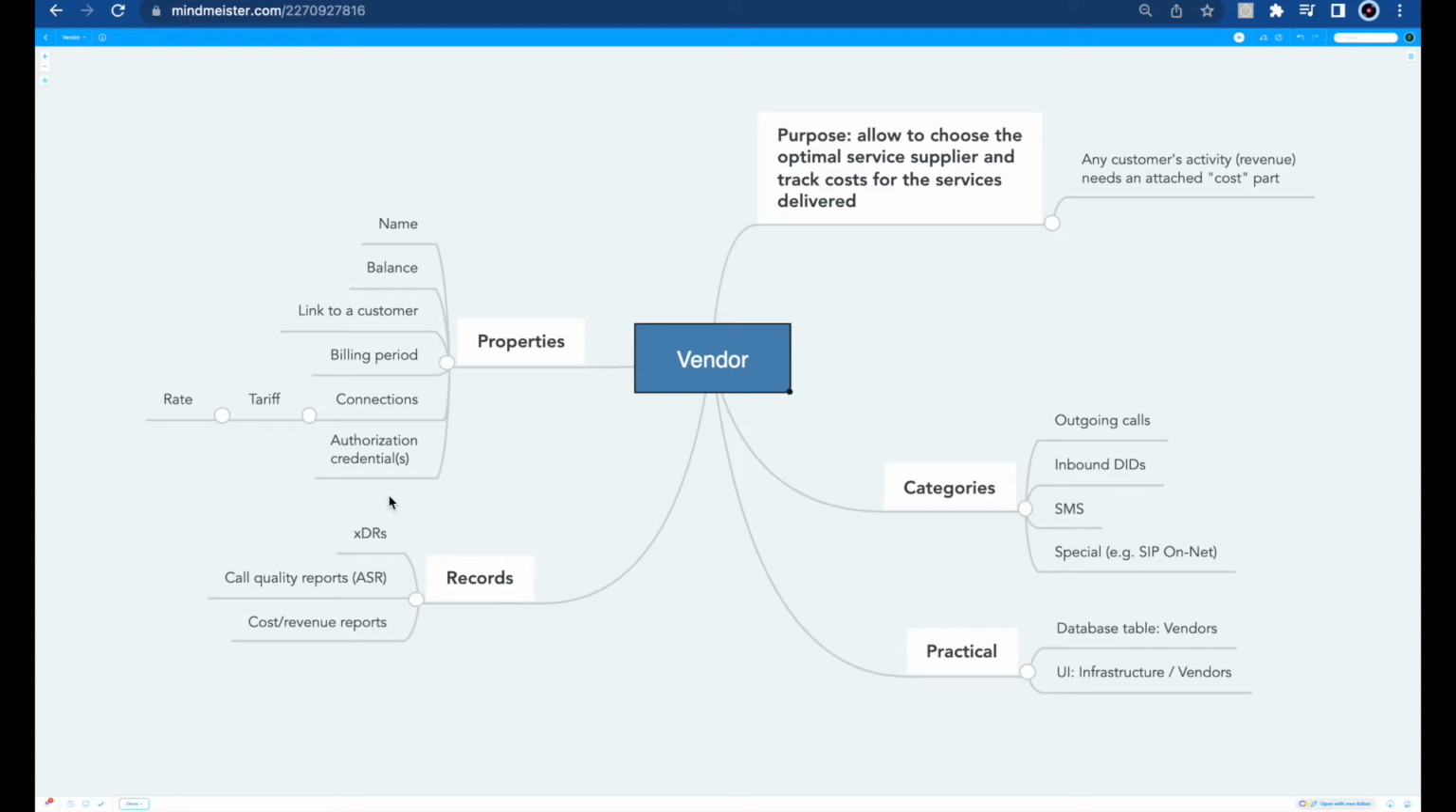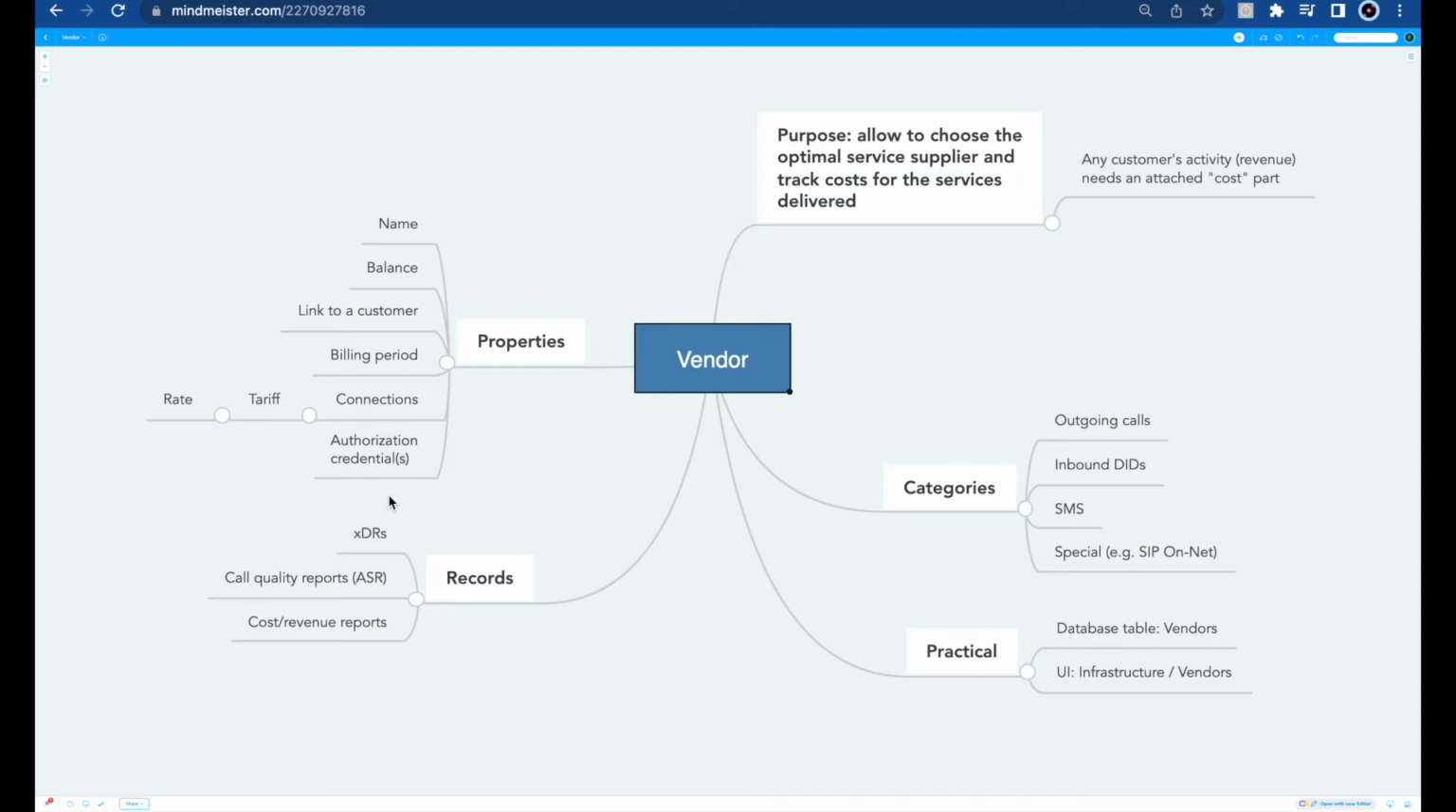Okay? All customer activity is also represented by xDRs. Customer xDRs represent our revenue, the money that we charge our customers for the services that we provide. For each revenue xDR, there must be another xDR corresponding to the vendor costs. A business model in which we get revenue without any costs is, of course, not viable. So there must be records both about the revenue and the costs in the system.